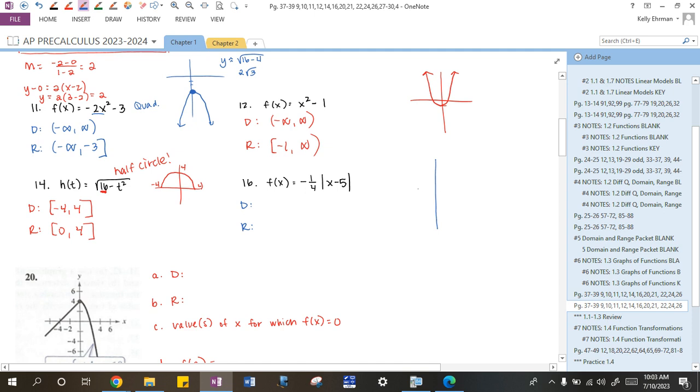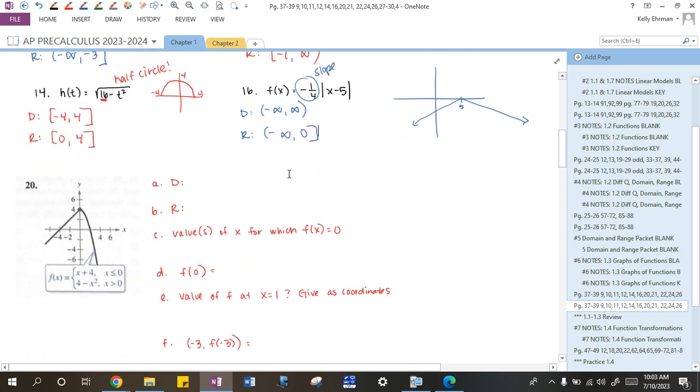Absolute value graphs. This one has been shifted to the right 5 units. And then remember this number out here, we'll talk about this in a couple of days, but that's really just the slope. Think plus or minus slope for each side of the absolute value. So if it's negative, the absolute value graph is opening down, and it's got the slope of plus or minus 1/4. The domain for an absolute value is all reals. The range in this one is negative infinity up to 0, including 0.